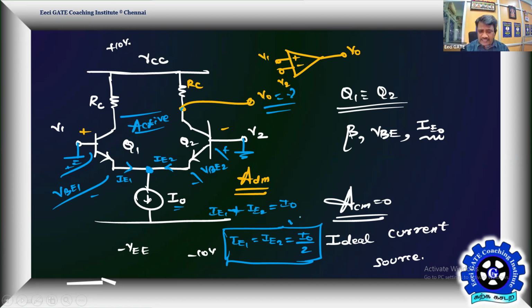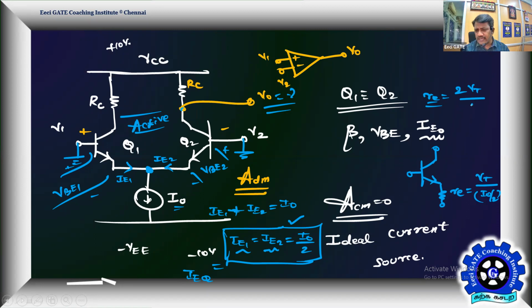What the DC analysis concludes is the Q point emitter current of both emitters, that is I0 by 2. From this we are going to get the small signal equivalent for the AC analysis, where we are going to find the voltage gain. The small re of both transistors becomes the thermal voltage divided by their Q point current, I0 by 2. That means small re is 2 times the thermal voltage divided by the current source current I0. That's how the small re influences.